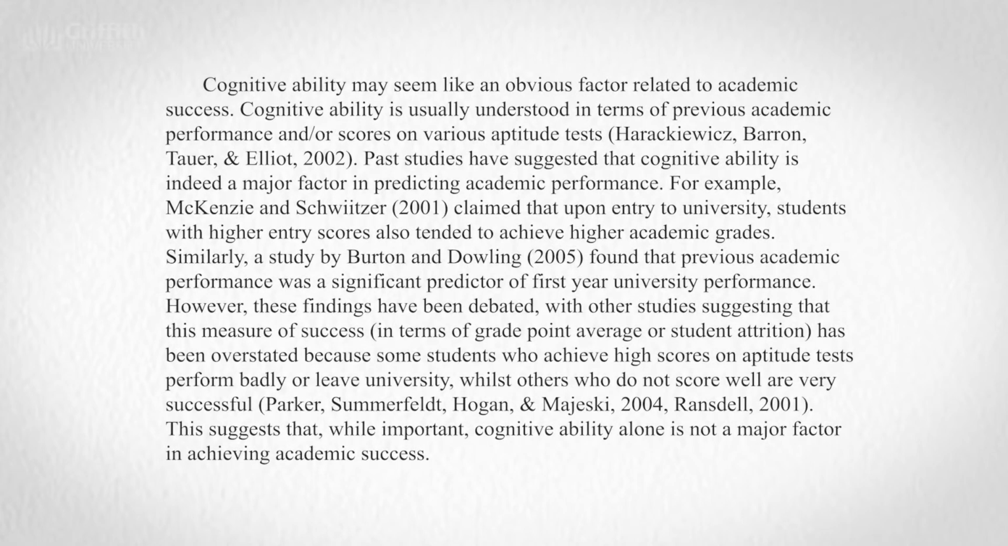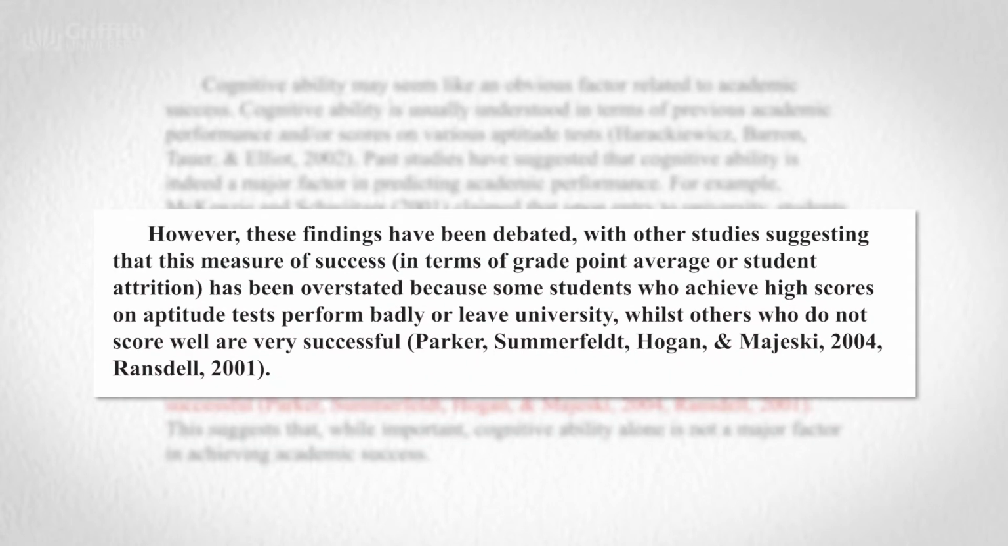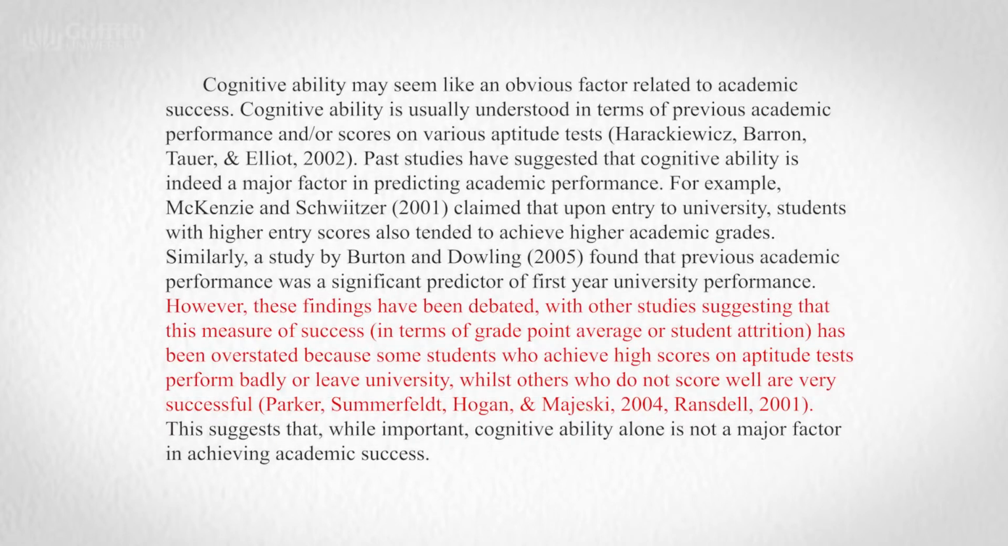The next sentence presents contradictory evidence to the reader to ensure a more balanced argument is offered. Here, research evidence is provided which indicates that cognitive ability is not always a reliable predictor of academic performance and success. By acknowledging the presence of contrary findings, the essay writer avoids presenting a solely one-sided argument and demonstrates to the reader the breadth of the research that's been undertaken on the topic.